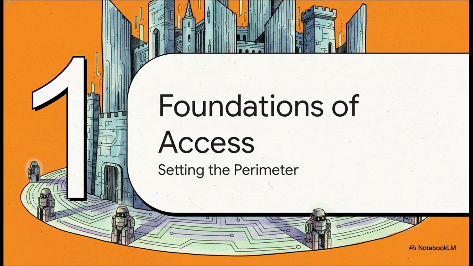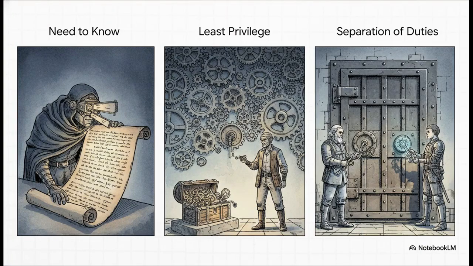Section 1, Foundations of Access Control. Before we can even verify identities, we really need to understand the core rules that govern the perimeter. So the architecture of identity systems is fundamentally rooted in 3 core access control tenets. First up is need to know, which is exactly what it sounds like. It restricts the visibility of data exclusively to the people who literally require it for their current tasks.